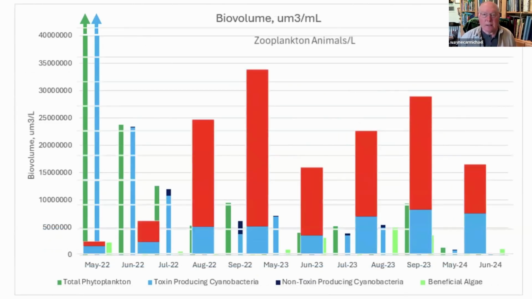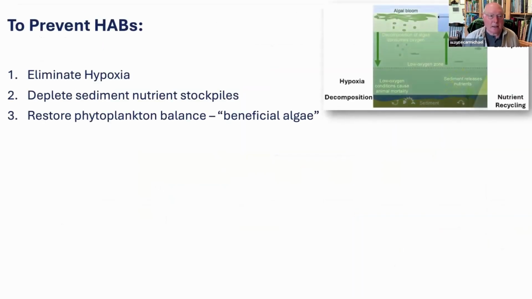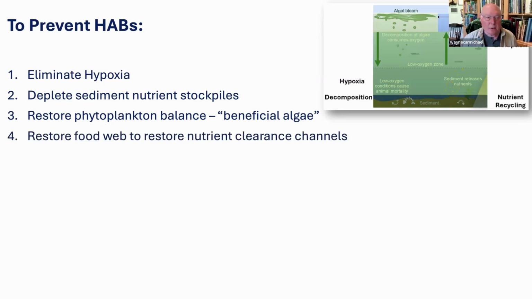Let's superimpose the zooplankton on that graph, showing you how the improvement in the diversity of the plankton and the phytoplankton, especially green algae and diatoms, has affected an improvement in the zooplankton numbers as well. So that diversity then sets up the stage to actually improve the whole system in terms of biodiversity, including fish back in the system. So we've done eliminating hypoxia, depleting sediment stockpiles, restoring phytoplankton balance, beneficial algae. Restoring the food web, restoring the nutrient clearance channels.